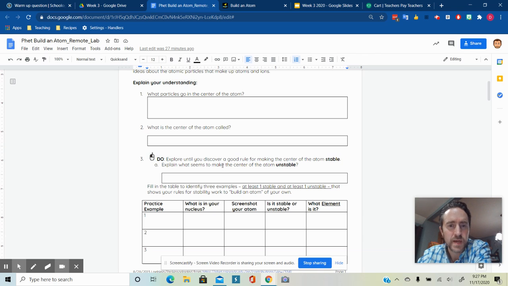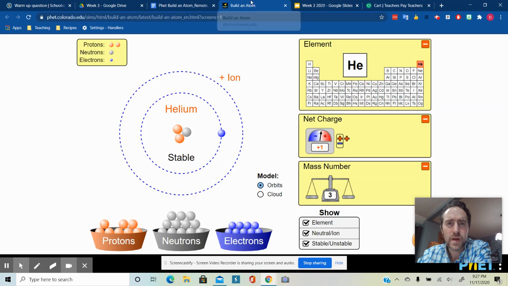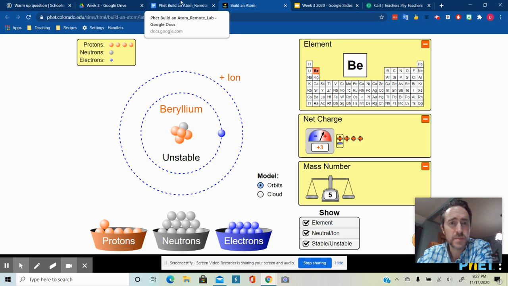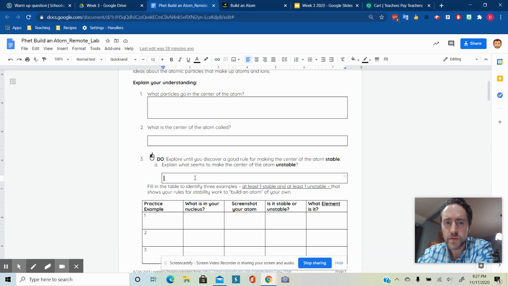Now what I want you to do, by yourself, is answer this question: how can I make something that is unstable stable? What do I have to do to it? Mess around with it. Obviously, there are really only two things you can do: add neutrons or add electrons. So tell me what you have to do to make anything stable. You can play with this a few times, but try to find a general rule for making it stable.